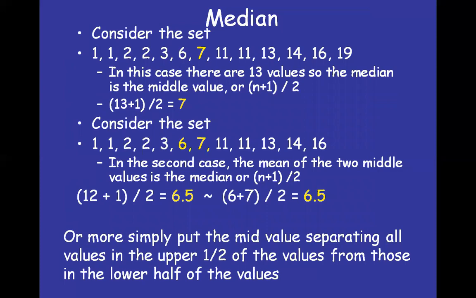What is median? Consider this example: 1, 1, 2, 2, 3, 6, 7, 11, 11, 13, 14, 16, 19. In this case, there are 13 values. So the median is the middle value, (n plus 1) by 2, that is (13 plus 1) by 2, which is 7. Consider the set 1, 1, 2, 2, 3, 6, 7, 11, 11, 13, 14, 16. In the second case, the mean of the two middle values is the median, at (n plus 1) by 2. So here we get (12 plus 1) by 2, 6.5, that is between the two values, 6 and 7. Or we simply put it as the mid value separating the upper half from the lower half, known as the median value.